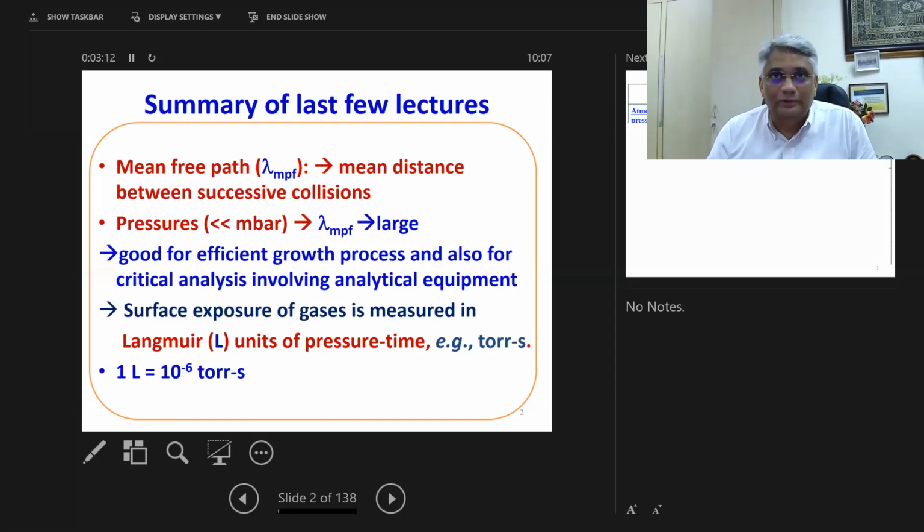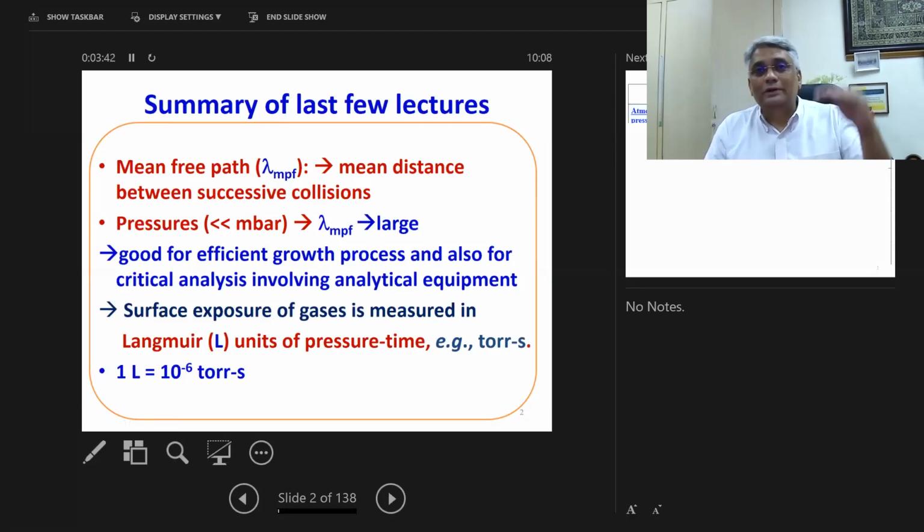involving analytical equipment. Right? I mentioned to you yesterday that not only for thin film deposition process, vacuum is also required for most of the analytical experiments, especially the spectroscopy experiments. And we have also seen that the surface exposure of gases is a very serious matter. So one has to be very cautious.